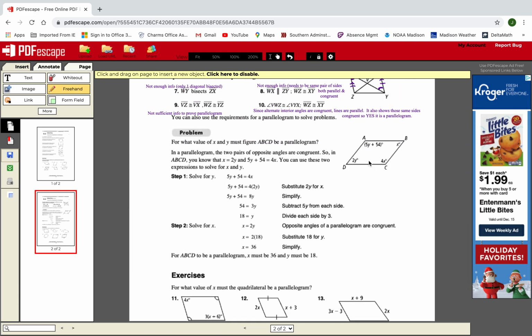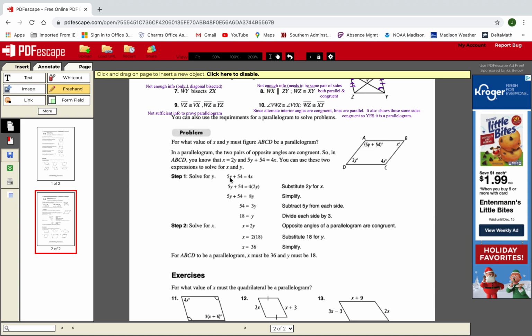For what value of x and y must figure ABCD be a parallelogram? Well, if it's a parallelogram, opposite angles are congruent. So 2y would equal x, and 5y plus 54 would equal 4x. And that's what that tells you here. So you can use these two expressions to solve for x and y. And this is what we did on 6.2 also.